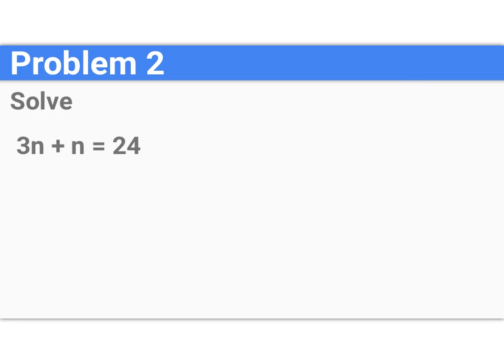3n plus n. Well, there's no number next to the n, so we're going to put a 1. So 3n plus 1n. We got to combine like terms before you do anything. And now we divide both sides by 4. 1n, because 4 divided by 4 leaves you positive 1, is 6. So if you do 3 times 6 plus 1 times 6, you will get 24.